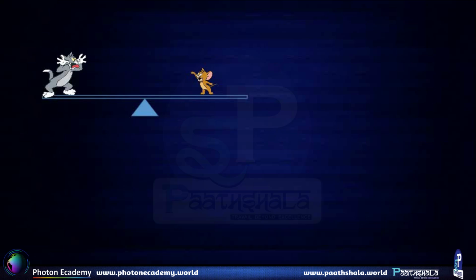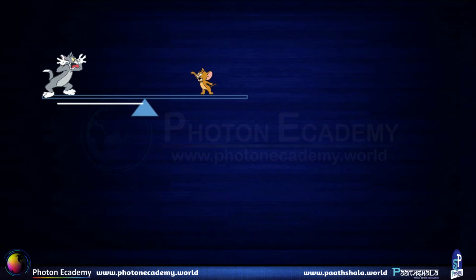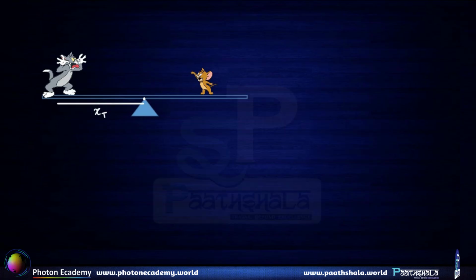Let us study rotational equilibrium, and we'll start studying this topic with the help of Tom and Jerry. So this is a cat whose name is Tom, and this cat is standing at a distance, let us say xt. T stands for Tom. So let us say this is xt distance from a fulcrum basically. So this is like a seesaw kind of a situation, and Tom is standing at a distance xt from the fulcrum.